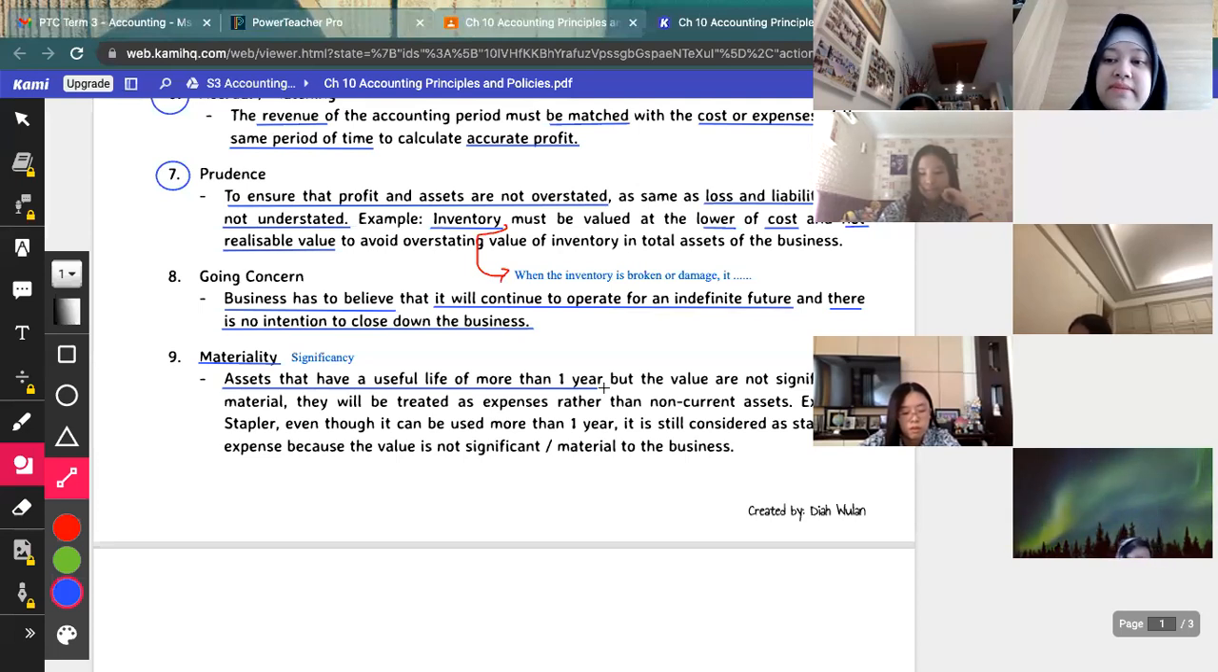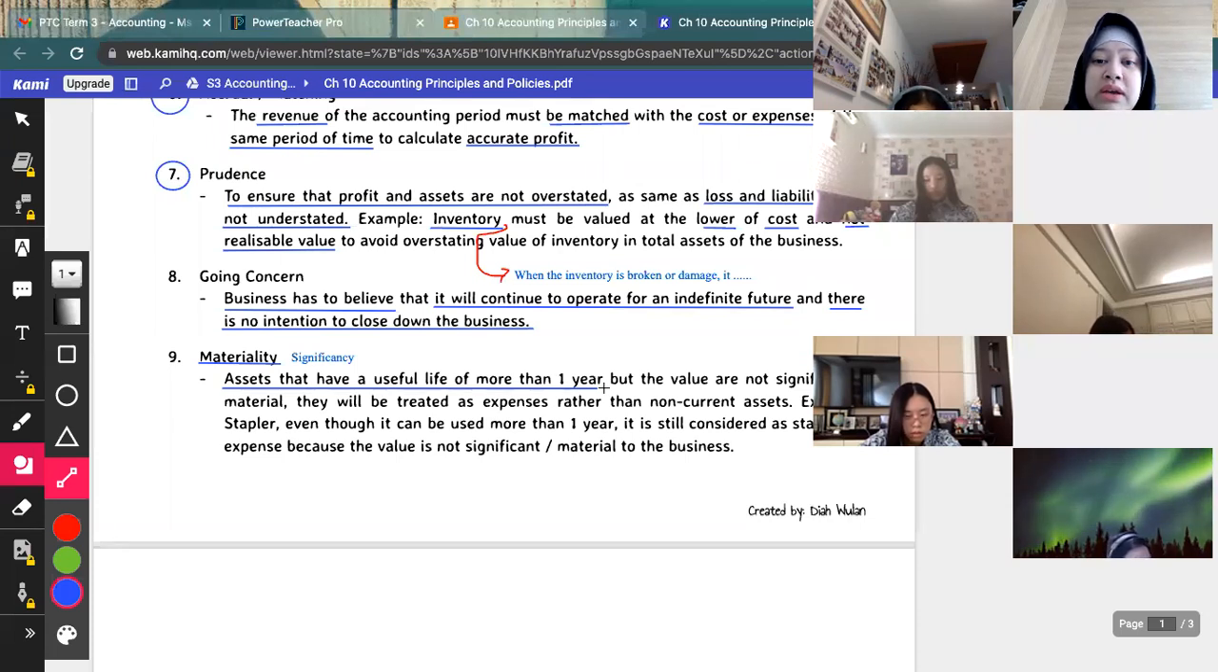Yeah, it's not significant. So rather than treating that as a non-current asset, because a non-current asset will have a method to calculate the depreciation, we will study about that in chapter 12. So rather than going through all the process of depreciation of non-current assets, but the value of this asset is not significant, it is not really important to the business, even if it is lost. So rather than recording that as a non-current asset, we will treat that as an expense.